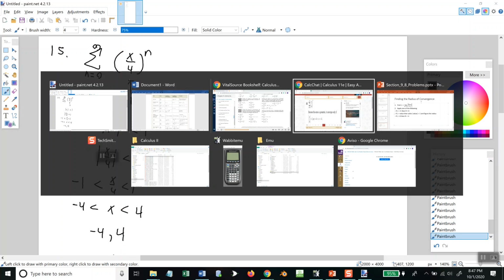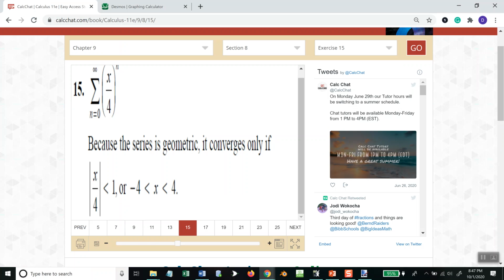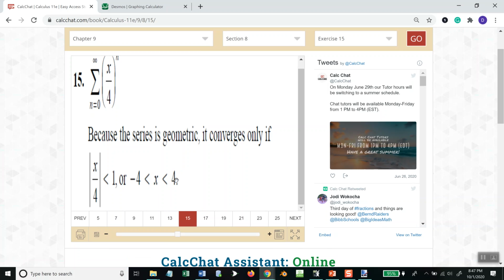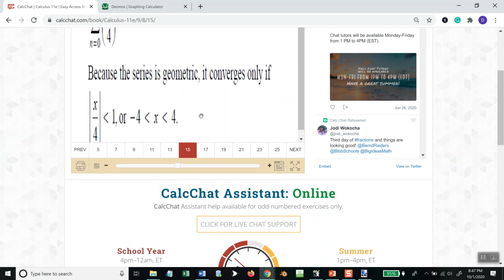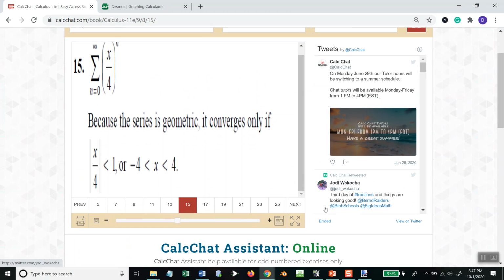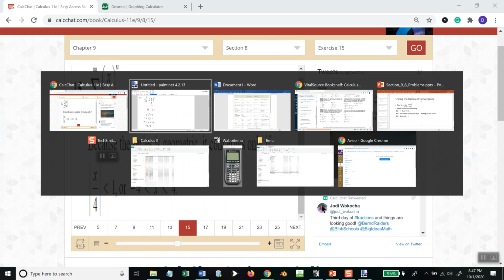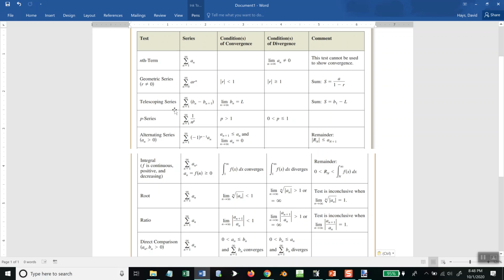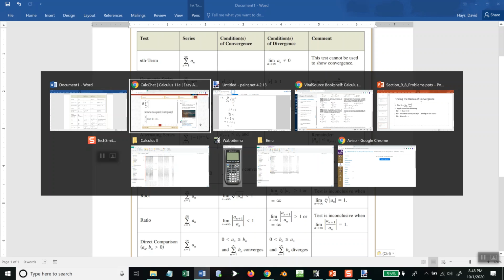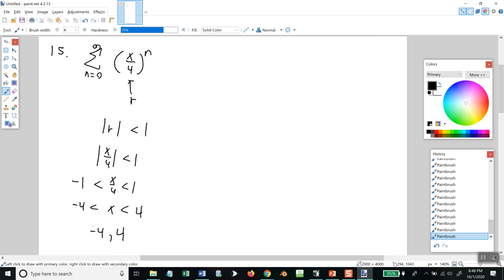Now, you notice that they don't say anything else. They don't check the endpoints or anything because this is geometric, and our geometric specifically says less than. There's no line underneath here, is there? Since this is a less than, then that means these have to be parentheses. So that's our interval of convergence.